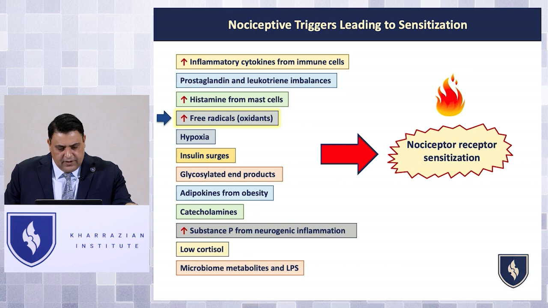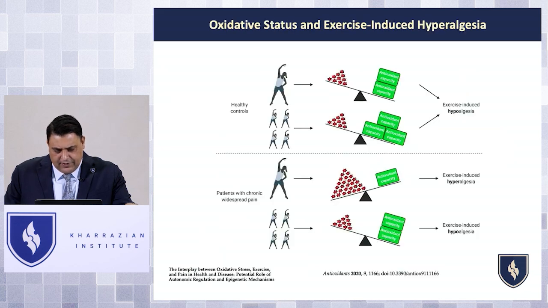Okay, so then you get to free radicals. Free radicals definitely amplify nociceptors. And we talked about exercise before, but just realize that one of your clues that someone has free radical imbalances is that they just don't do well with exercise. They actually get more pain, more inflammation. They fall apart with exercise.